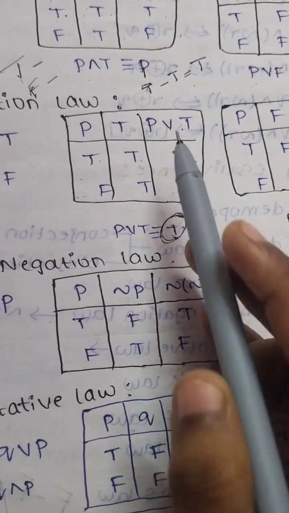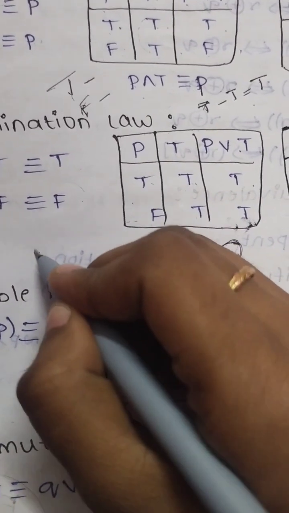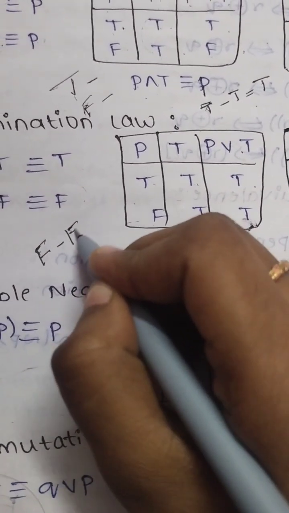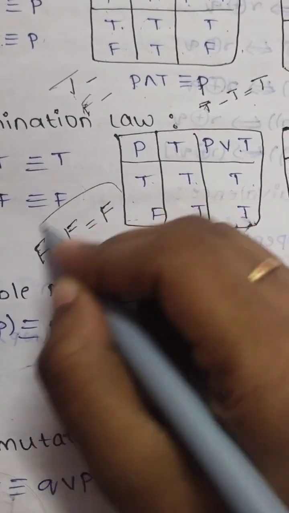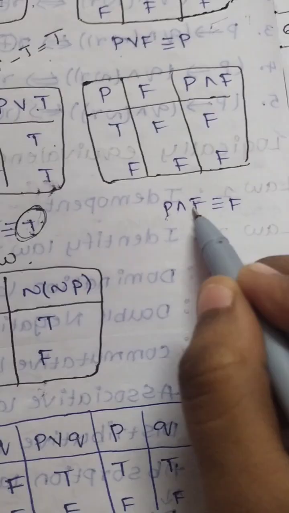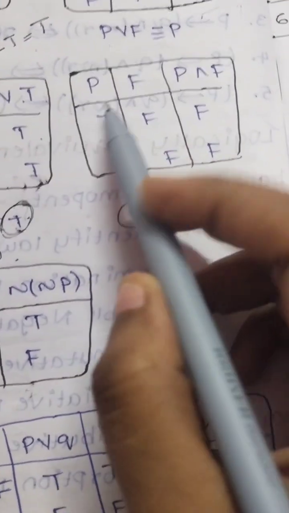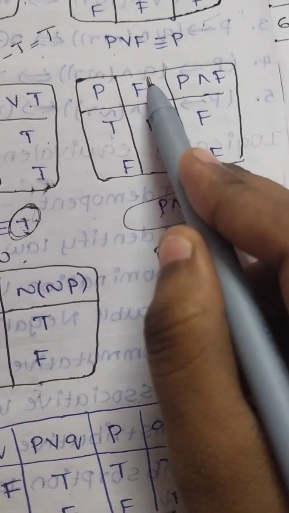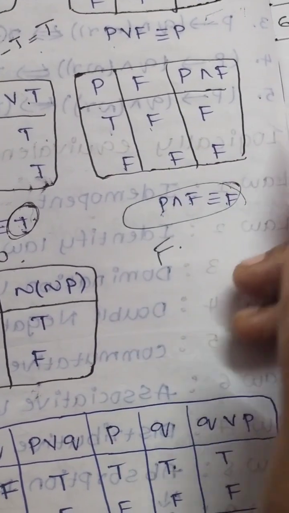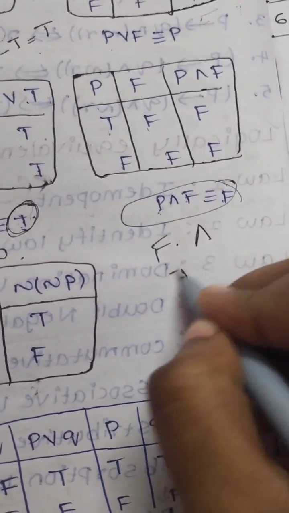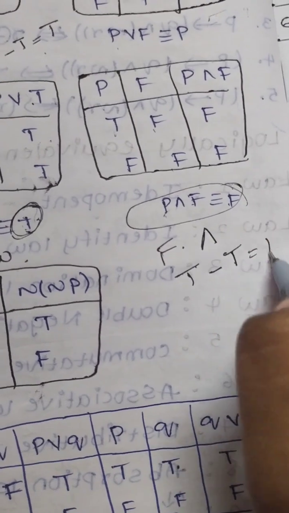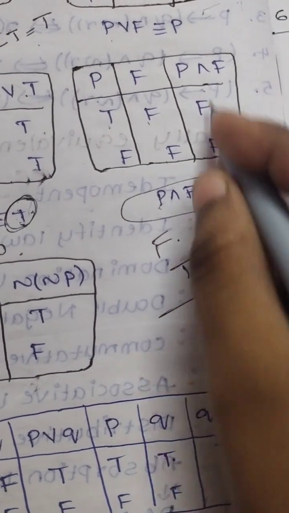In OR operation, what is the condition? When P is false and the other is false, then only it will be false, remaining all are true only. Okay, next condition, P and F is equivalent to F, it should come F only. P true, false, F false. So what is the AND condition? When P is true and the other is true, then only true, remaining all are false.